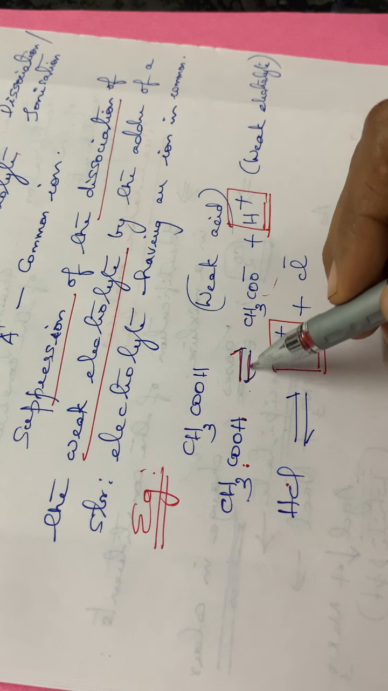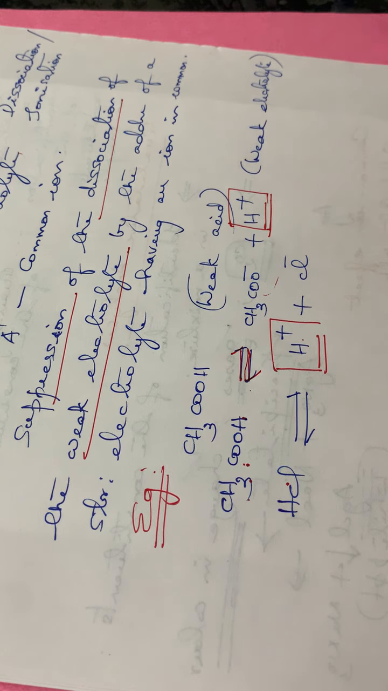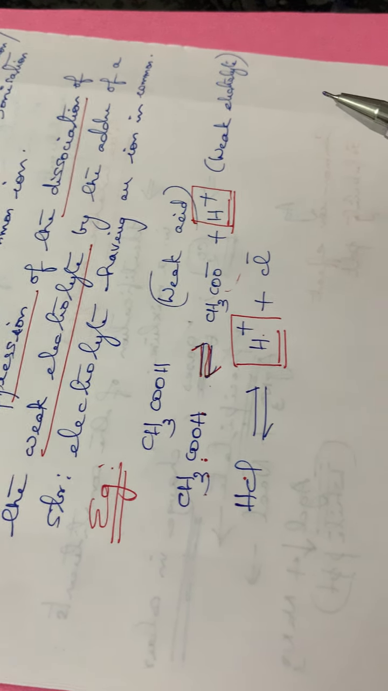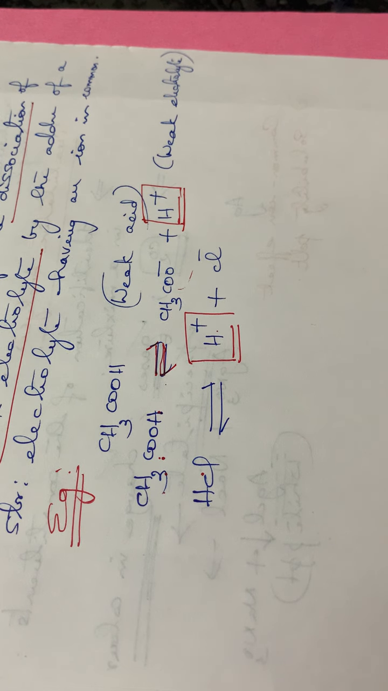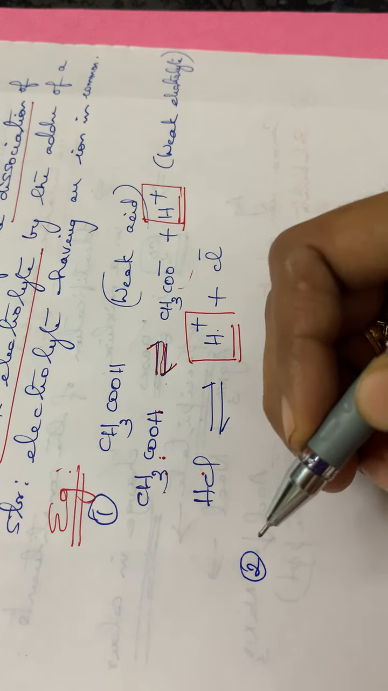Okay. Backside means it is the undissociation of acetic acid. Forward reaction is the dissociation of acetic acid. Okay, so this is the phenomenon called the common ion effect. Let us write one more example. So this is example 1 and this is example 2.